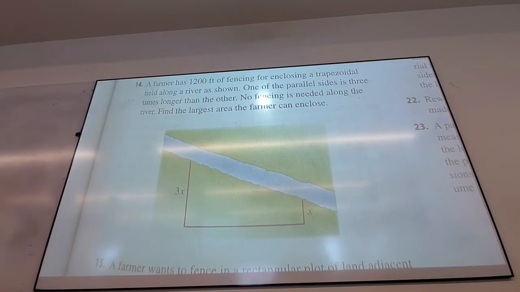So he's got 1,200 feet of fencing. What does the 1,200 feet of fencing need to go into making? It needs to make this length, and this length, and this length. Now, they gave us 2 of the 3 sides. In the problem it says one side is 3 times longer than the other. But isn't this side variable?